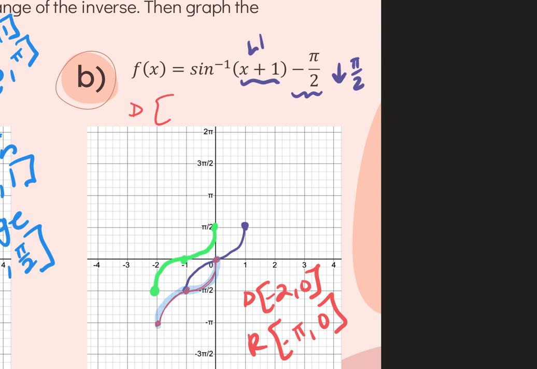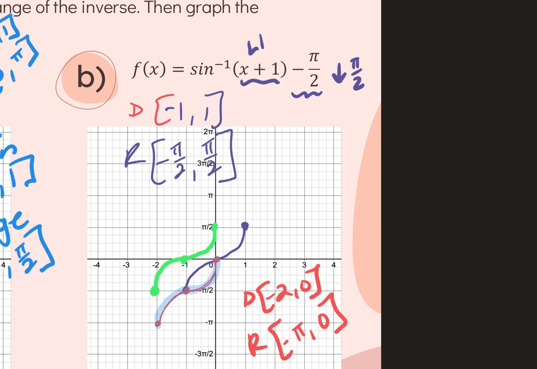So if I wanted to adjust it using that equation, the left 1 would affect my domain. I would subtract. Did I do that wrong? Yes, I switched that. Sorry. The domain on the inverse is -1 to 1, and the range is -pi over 2 to +pi over 2.